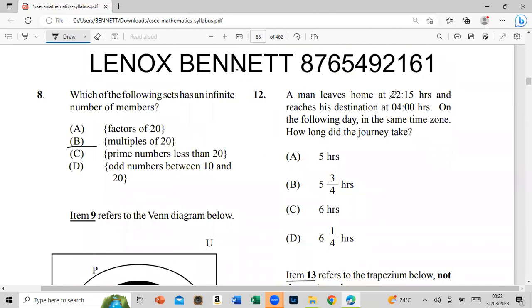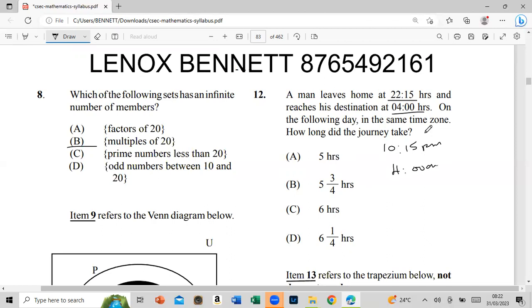A man leaves home at 22:15 hours and reaches his destination at 4 hours on the following day, the same time zone. How long did the journey take? So basically, this is 10:15 p.m. and you reach at 4 a.m. So I could just put it in hour terms. You leave at 10:15 p.m. and you reach 4 a.m., so we just see what's the time from that to that.